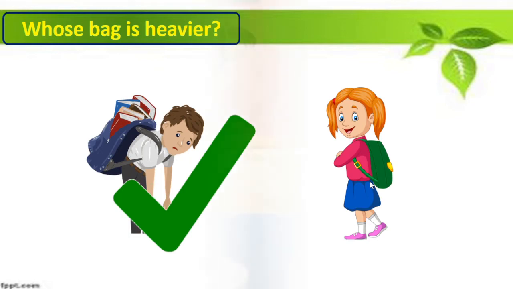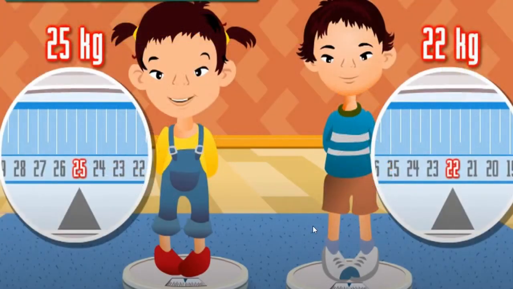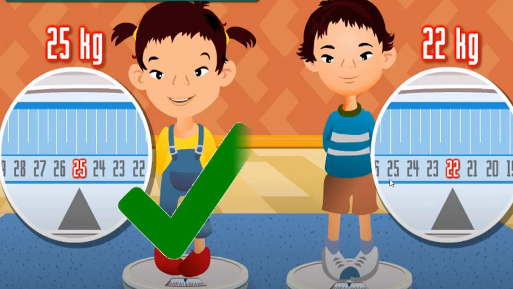Okay. Now here you can see two children, they are standing on the weighing machine and we can see their weight. Okay, here this is 25 kg and 22 kg. Yes, 25 is more than 22, isn't it? It is a greater number. So we can easily say that this girl weighs heavier than this boy, right? Now today we are going to learn about the weight in detail.